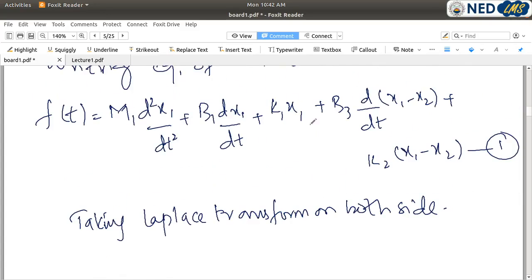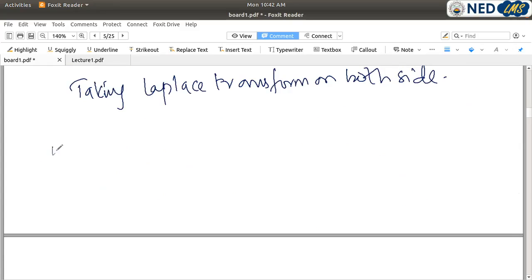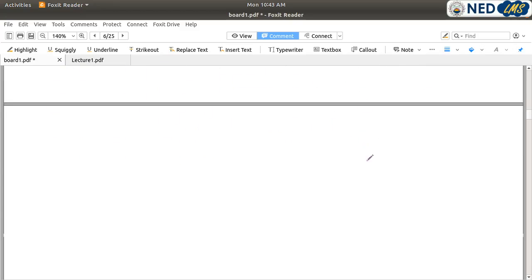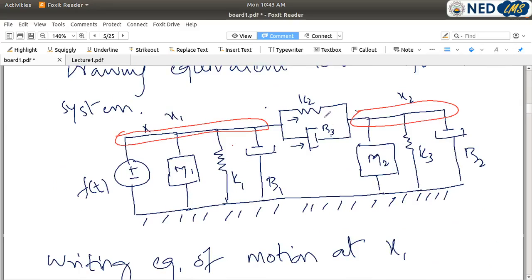I think you guys can solve this equation, so I am leaving this part. So writing equation of motion at x2. The forces towards node x2 are the forces due to k2 and b3, and the forces away from the node are these forces. So we can equate these two forces to be equal to these three forces.